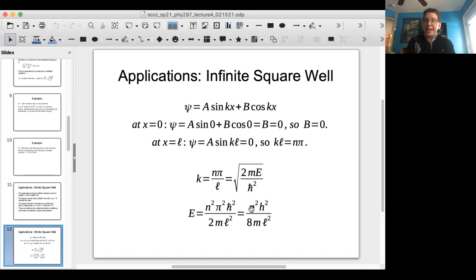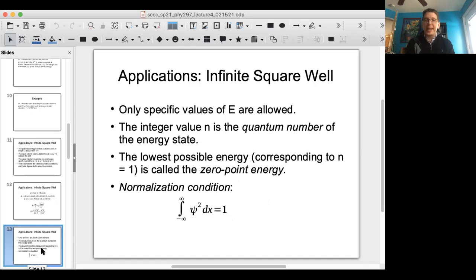The N equals 2 state has 4 times as much energy as the N equals 1 state. The N equals 3 state has 9 times as much energy as the ground state.